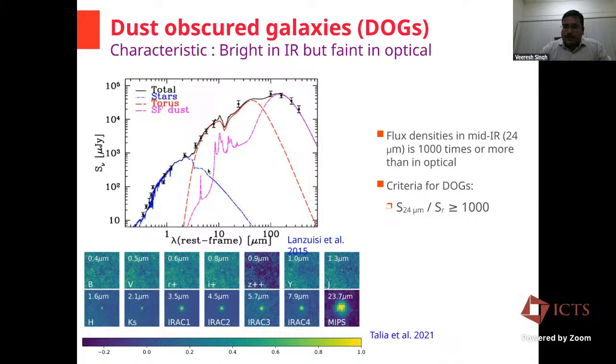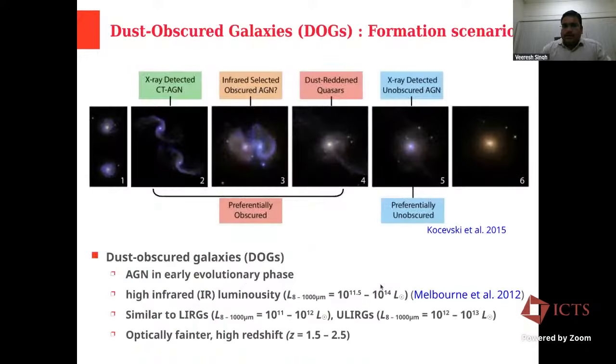In the literature, these are classified by taking the flux ratio of 24 micron to R band optical, more than 1000. And here I show you the images, and one can easily see that we barely see anything in optical or even near infrared. The moment you go to near IR or mid IR, these sources begin to brighten up. So it is believed that these are particularly dust obscured galaxies.